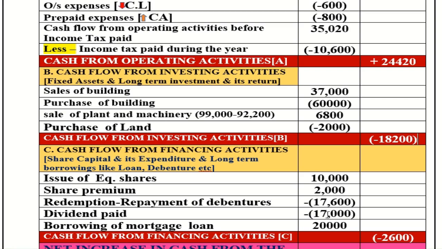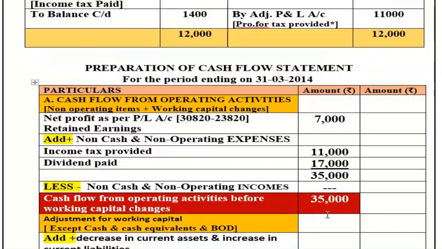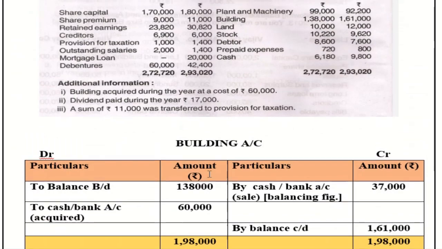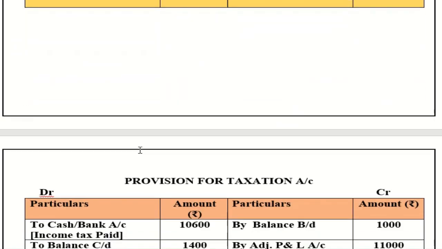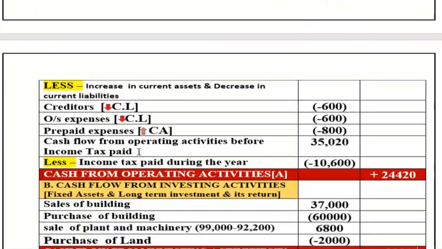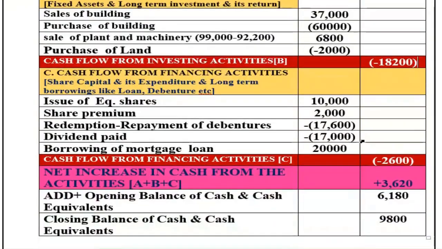So what is this dividend paid 17,000? It is in the adjustments, see, do not forget this. I told you dividend paid appears in two places: one in operating activities and one in financing activities. So dividend paid 17,000 is an outflow. All cash outflows you write in brackets, and all cash inflows you write as they are, considering them as plus. 20,000 plus 2,000 plus 10,000 will get 32,000. 32,000 minus 17,600 minus 17,000. So you will get minus 2,600. That is cash flow from financing activities.